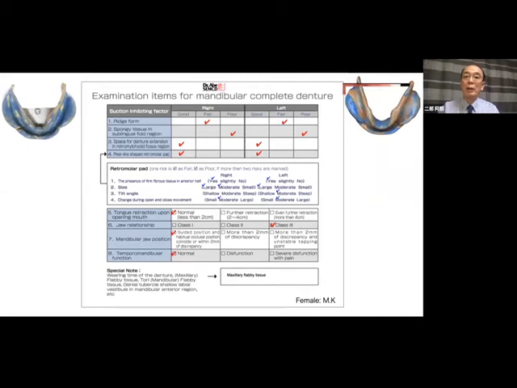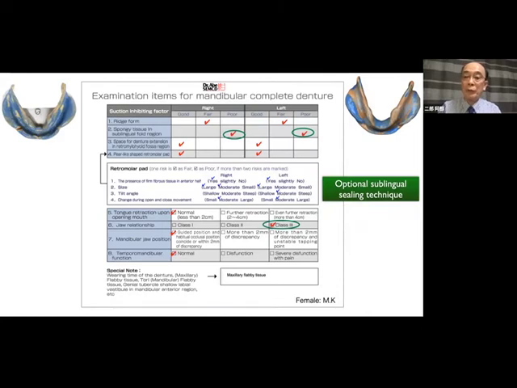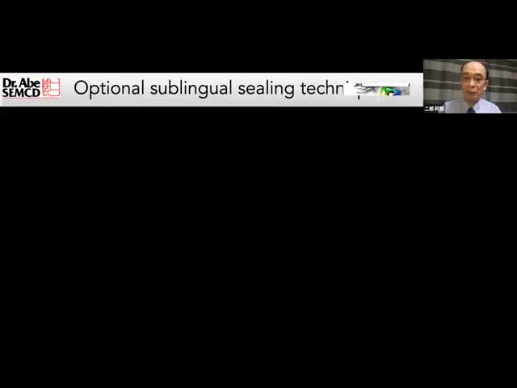Okay, let's move on to the mandibular precision impression. She had a problem with sublingual resorbing tissue and a class 3 relationship. I'd like to highlight the optional impression technique first. You will also be able to learn this impression technique, which is patient-centered, not an operator-manipulated impression technique. It is carried out with a closed mouth impression technique, okay?